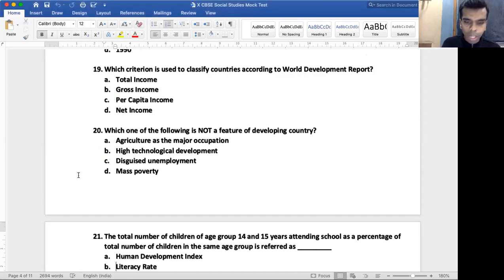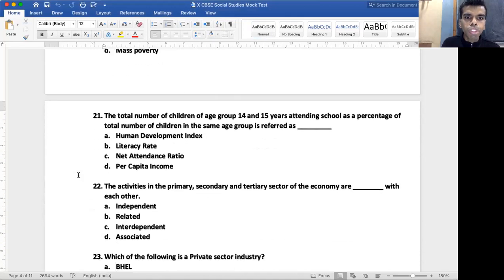Going further, 21st question, the total number of children of age group 14 and 15 years attending the school as a percentage of total number of children actually present in the same age group. This particular definition is the definition for net attendance ratio. The activities in the primary, secondary, and tertiary sector of the economy are dash with each other. Again we can answer with eyes closed. It is option C. They are interdependent on each other.